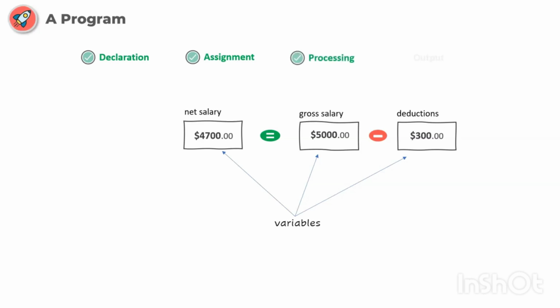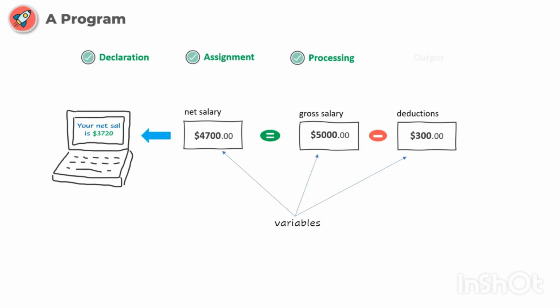And finally, how to display or output the data to an output device, which could be your monitor, speaker, printer, your TV, your car's music system, and so on. In Java, we call this step output. Let's see how we implement each of these steps one by one, beginning with declaration.